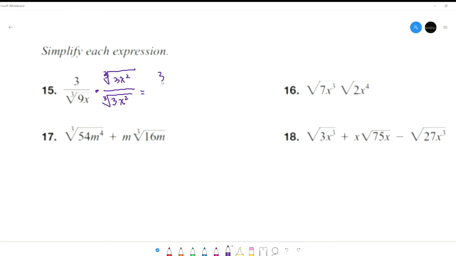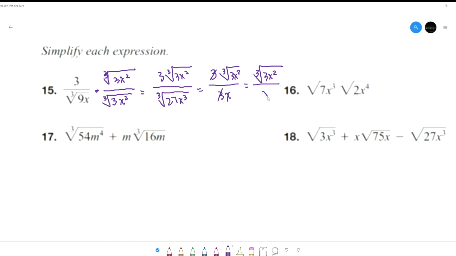In the numerator, we get 3 times the cube root of 3x squared over, and if you can see, this is the cube root of 27x cubed. Therefore, this simplifies to 3x, and the 3's cancel out. So our final answer is the cube root of 3x squared over x. Does everyone understand how to rationalize the denominator for a cube root, or any root for that matter?